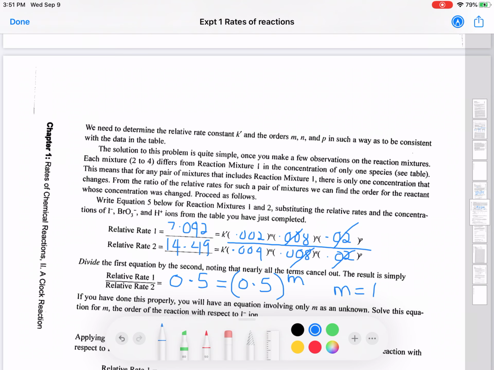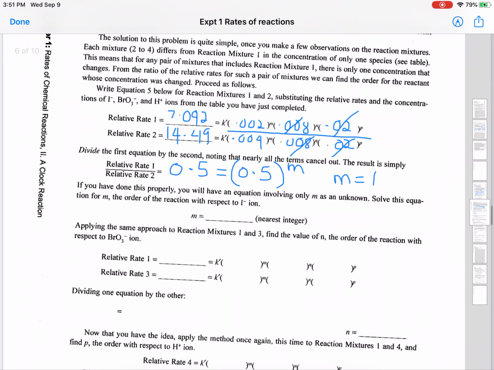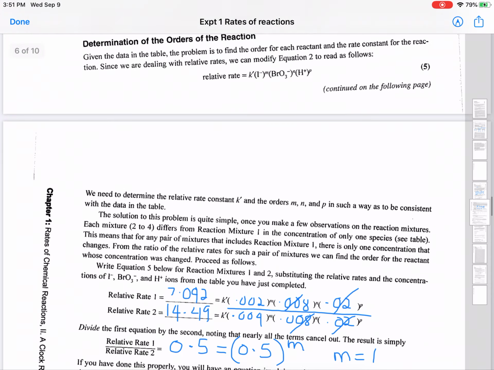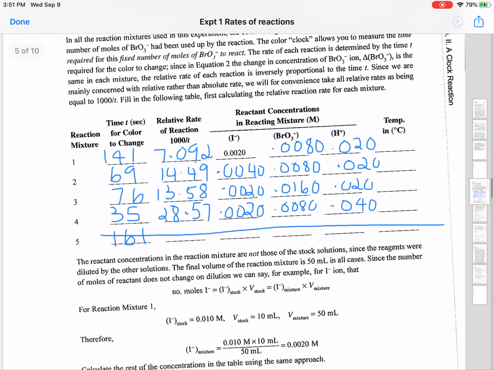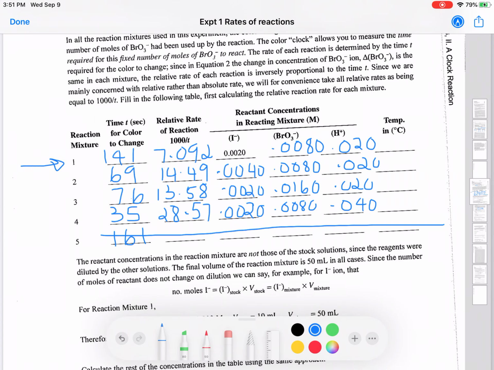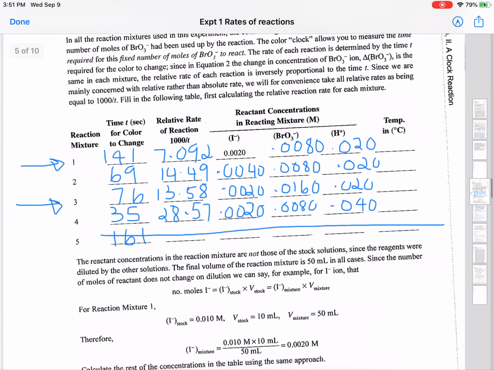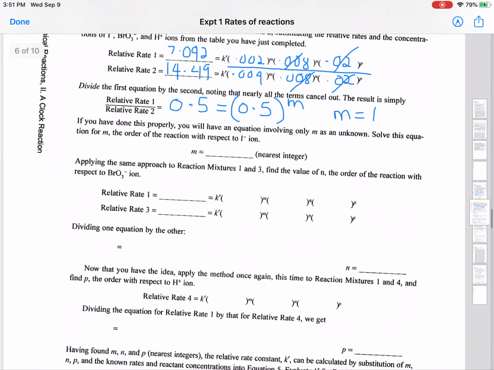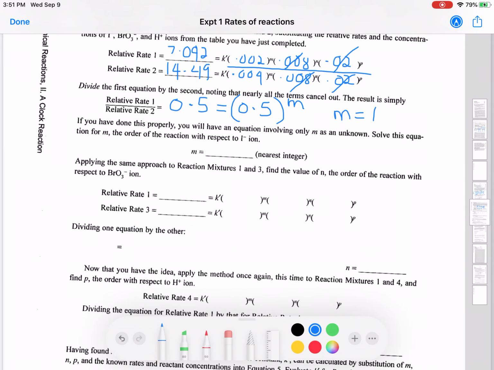Now we need to do the same thing to find out the order for bromate. So for that we're going to use relative rate 1 and 3. You're going to divide 7.092 by 13.58, and then also you're going to be using these concentration values. We're going to put that information here. I don't have to do the rest. You guys basically know what's happening now, right? So relative rate 1, 7.092.